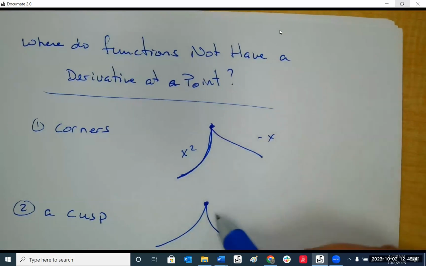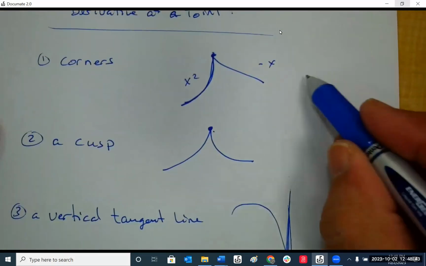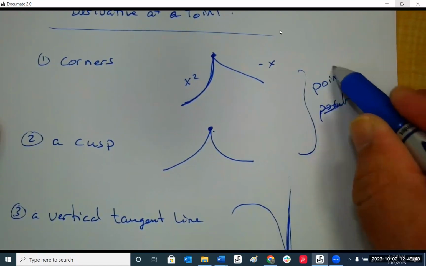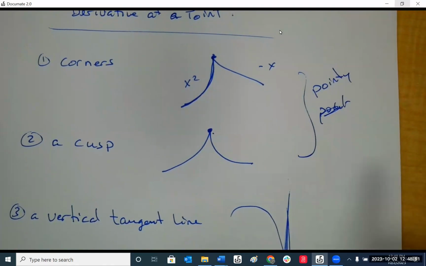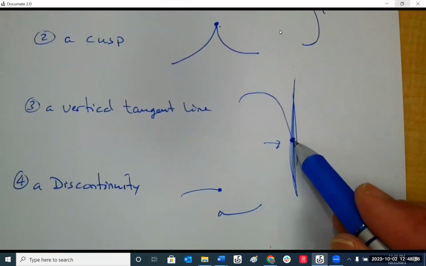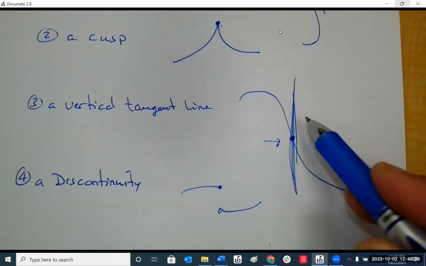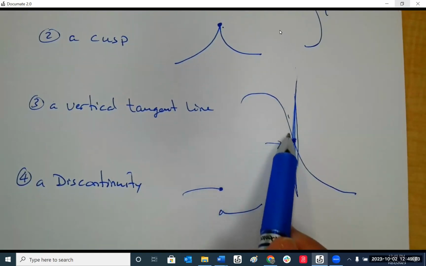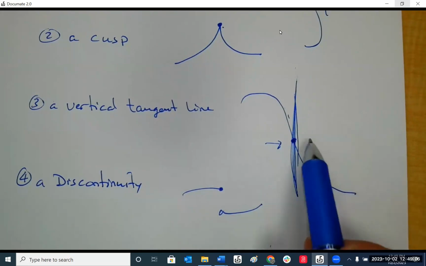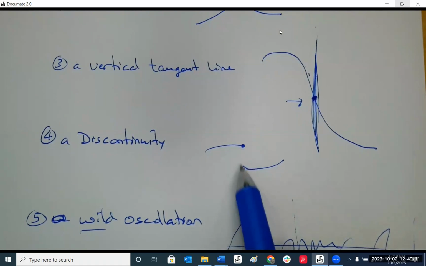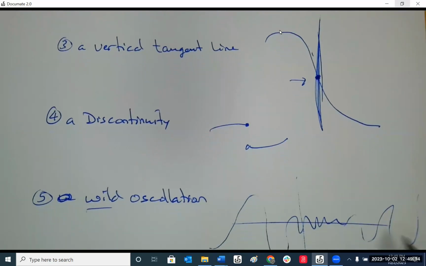Basically, you cannot have derivatives at pointy places, where it's a sharp point, and at vertical lines. The reason that's a vertical line is because here the curve is going down and then it starts going up. At this point here, the slope is undefined. Then at discontinuities and at oscillations. Those are the ones.